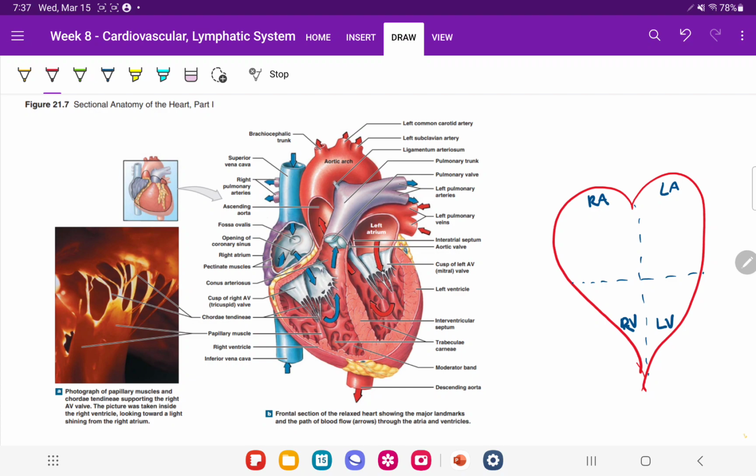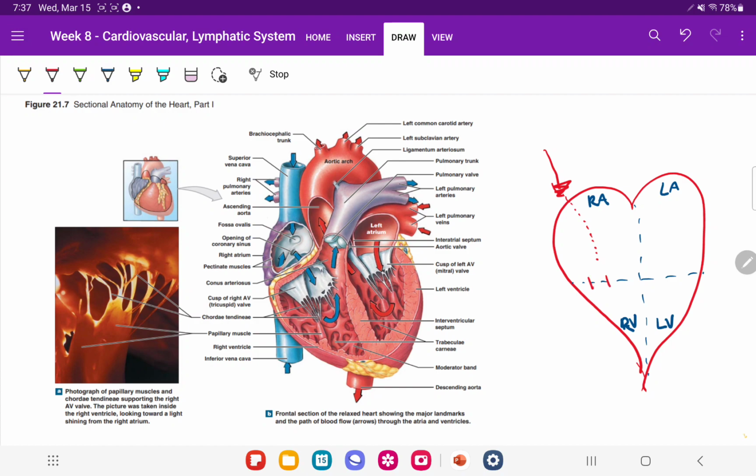Blood will enter the heart via the superior or inferior vena cava, or the coronary sinus. So let's just say blood enters the heart via this right atrium. And remember, it's going to stay on one side. Blood is typically going to stay on one side when it's flowing. So it enters the heart at the right atrium.